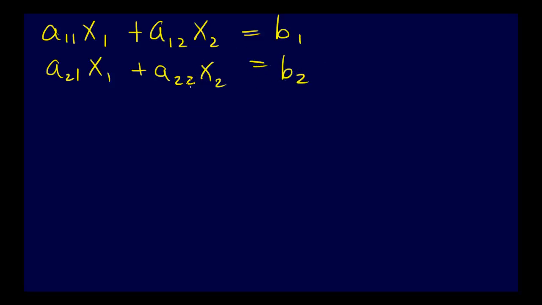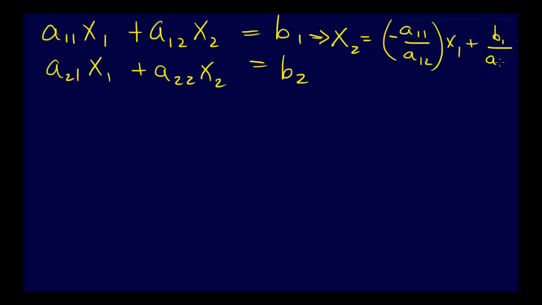And so then we can just solve this system of equations and put it in, for example, slope-intercept form. So we just solve for x2. So we just rewrite that. That implies that x2 equals negative a11 over a12, all that times x1, plus b1 over a12.